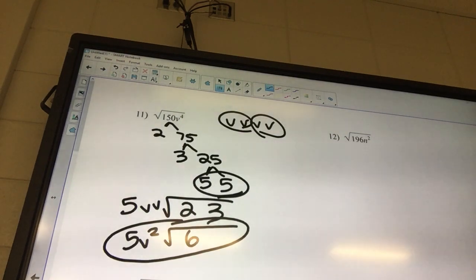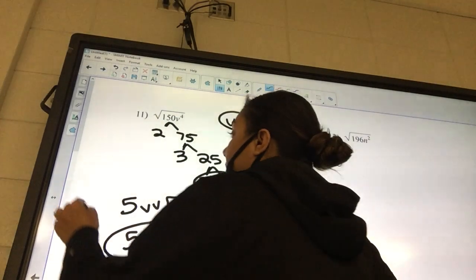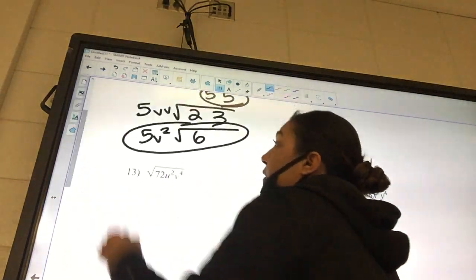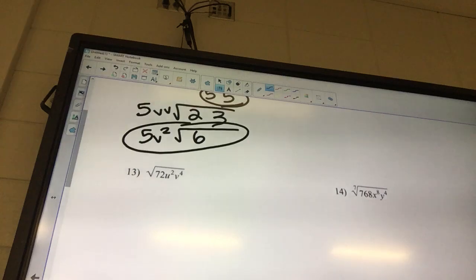You answered, so obviously you felt some type of way. But you're supposed to multiply the numbers inside and outside. So if there's more than one, otherwise we put 23 on the inside, and that doesn't make any sense. Okay? 72.